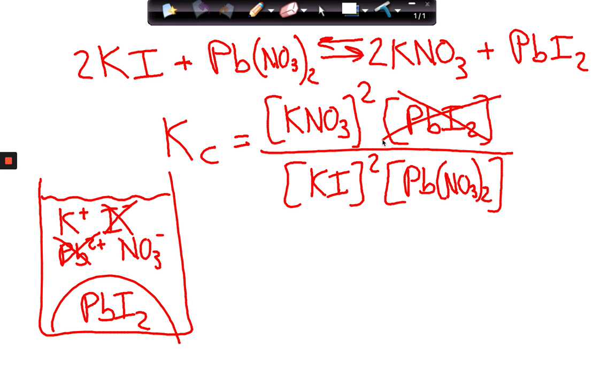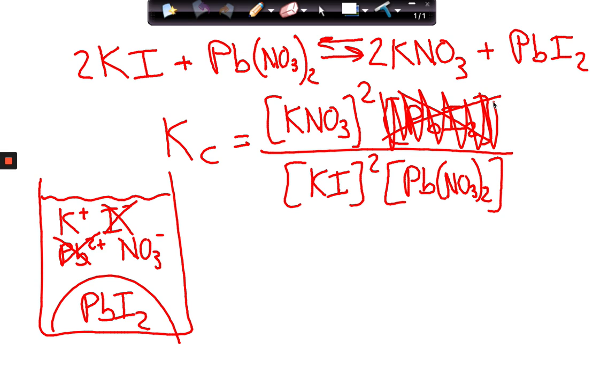And so consequently, it's not even zero. Imagine if it was zero. It would actually cause the Kc value to also become zero. But we don't deal with it that way. What we actually do is we completely remove it from the Kc expression. So this is actually the Kc expression. It would be potassium nitrate squared over potassium iodide squared and lead 2 nitrate. But we never include a factor in a Kc expression for a solid, because solids by definition are not dissolved in the solution. Does that make sense?